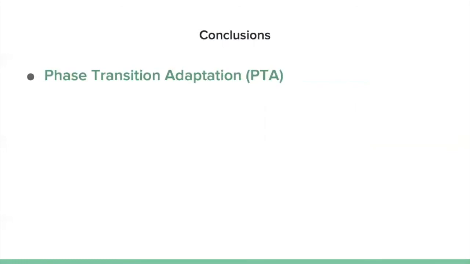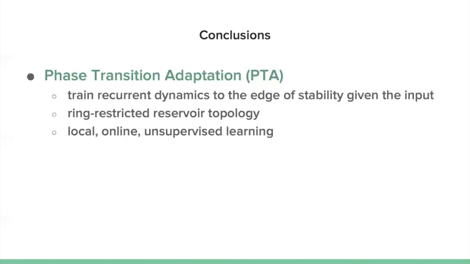Okay, time to conclude. In the paper, we propose and present phase transition adaptation, PTA, a training algorithm for recurrent neural networks that drives the recurrent dynamics close to the edge of stability for the specific given input time series, and is able to control the proximity to the edge of stability. We show these results through a number of mathematical derivations for the Jacobian and the eigenvalues of the state transfer function that use the properties of the ring-restricted topology of the reservoir. And this leads to an algorithm that has a number of interesting properties, like being local, online, and unsupervised.